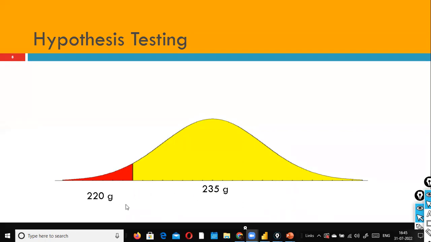Even if there is a 15 gram difference, let it be there. But it should be anywhere between 220 gram to 235 gram. If it is anywhere between 220 gram to 235 gram, it is okay. 220 gram is obviously less than 235 gram. And let's say you have another scenario. If anything less than 220 gram, you are going to reject it. So this is called your RR region, rejection region.